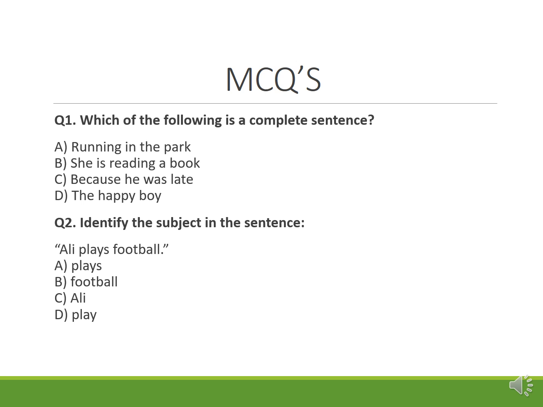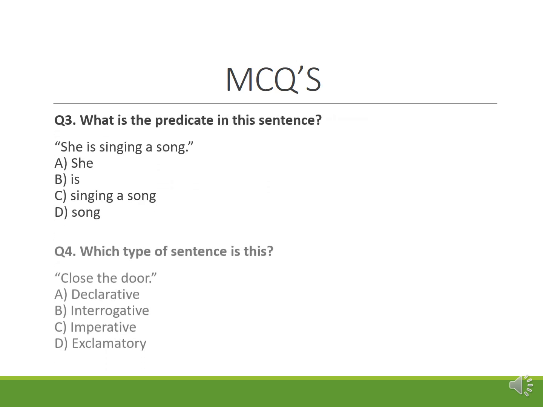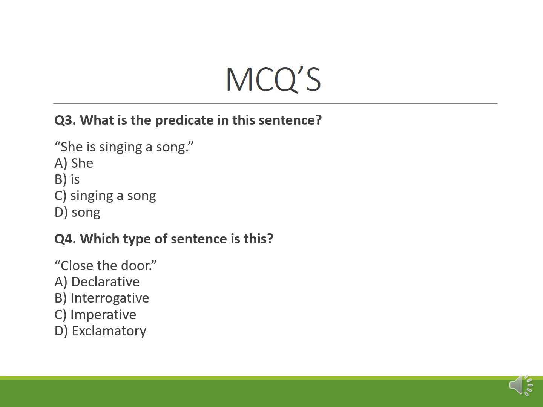Question number 2. Identify the subject in the sentence. Ali plays football. A, plays football. B, Ali. C, play. Solve these MCQs by yourself. Question 3. What is the predicate in this sentence? She is singing a song. A, she. B, is singing a song. C, song.